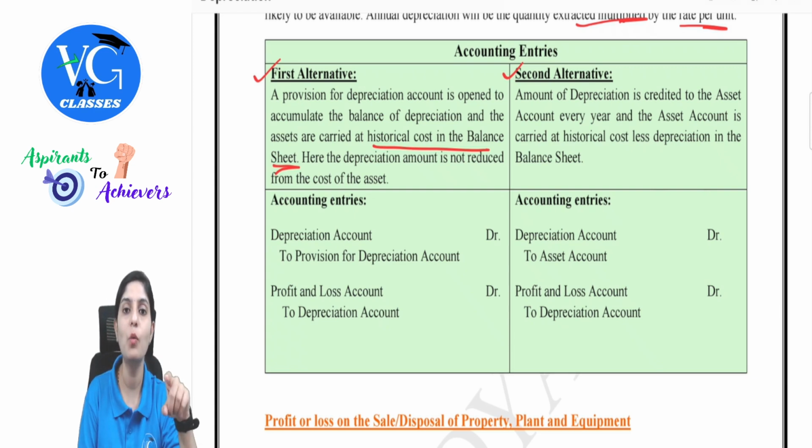So in this case, how will we present the depreciation? We will create a separate account called provision for depreciation. This account will be in the nature of a contra asset account. So what does contra asset account mean?